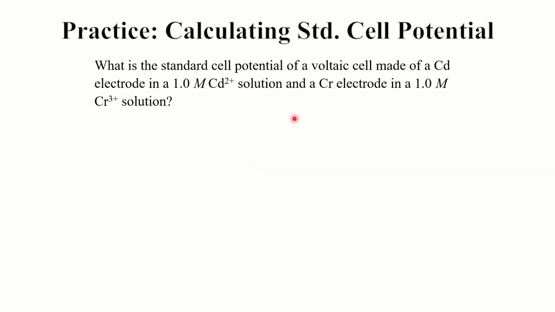All right, next let's look at this question. What is the standard cell potential of a voltaic cell made of a cadmium electrode in a 1 molar cadmium 2 plus solution and a Cr electrode in a 1 molar Cr3 plus solution?